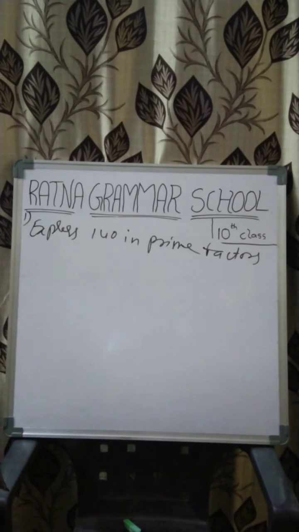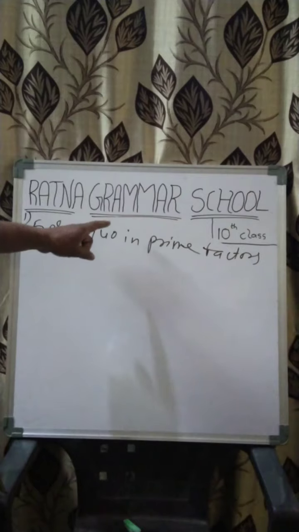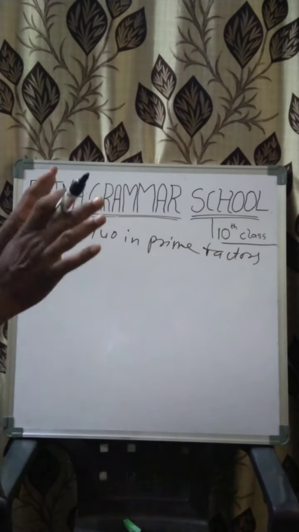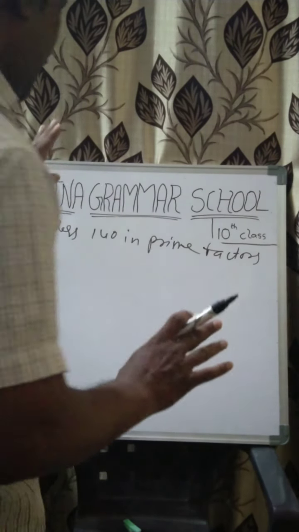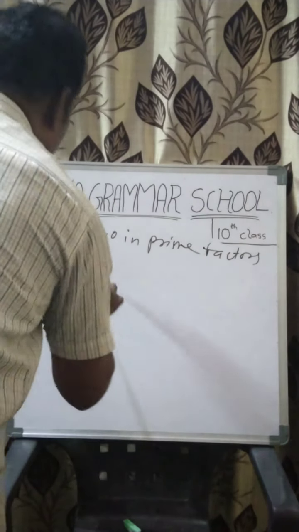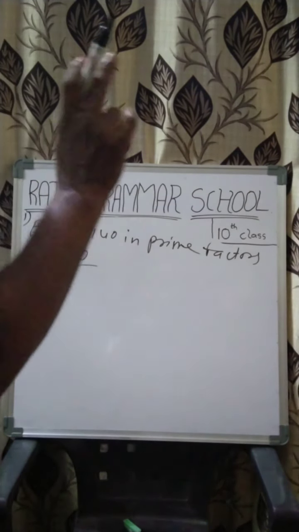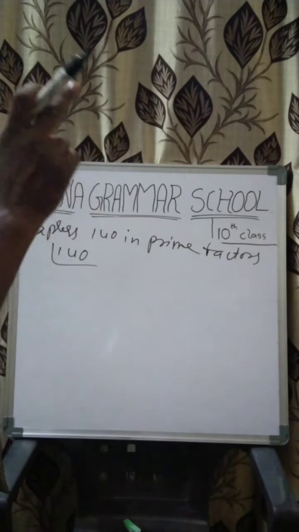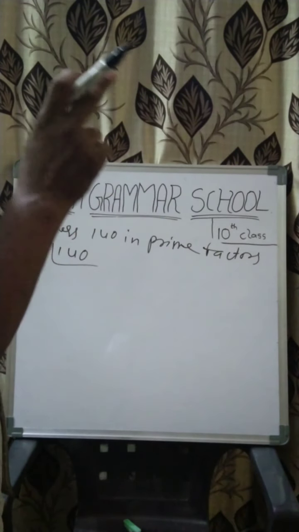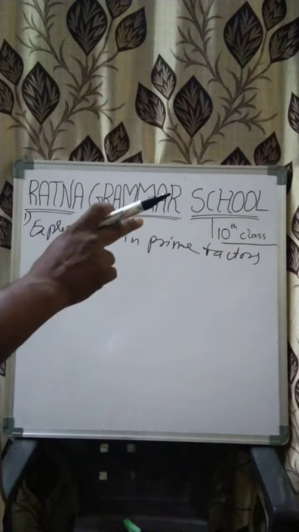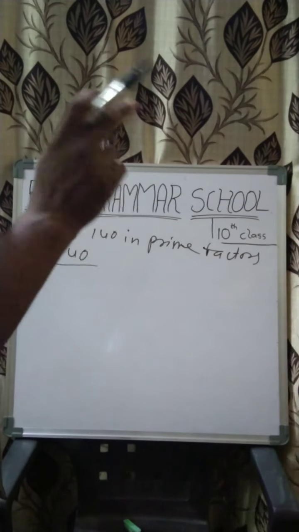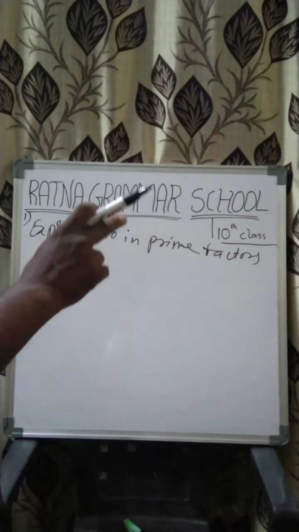Now the second question is: express 140 in prime factors only. This is simple, not HCF or LCM, only prime factors. How can we find it? So 140 divided by, first, what is the least prime number? 2 is the least prime number. First you divide by 2, otherwise 3, otherwise 5, 7, like that.